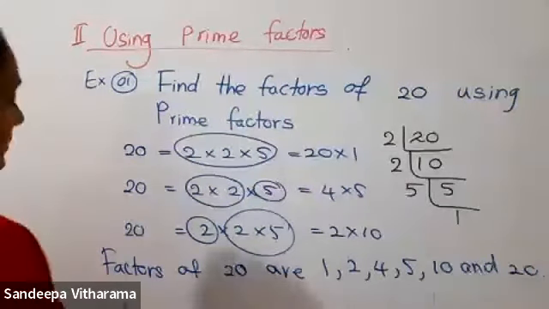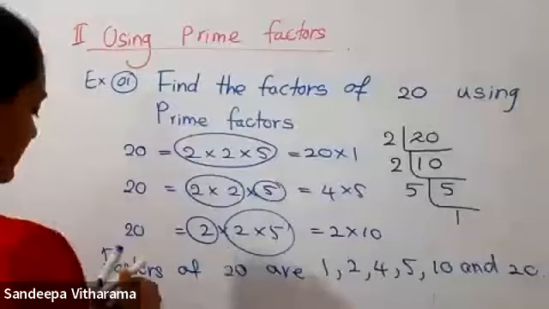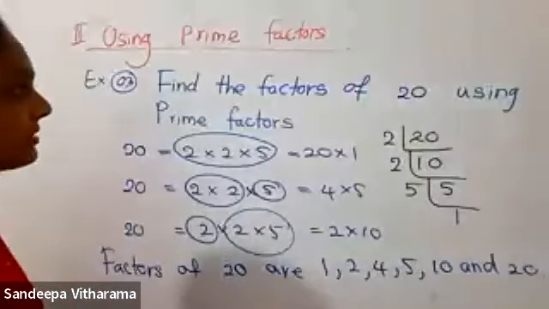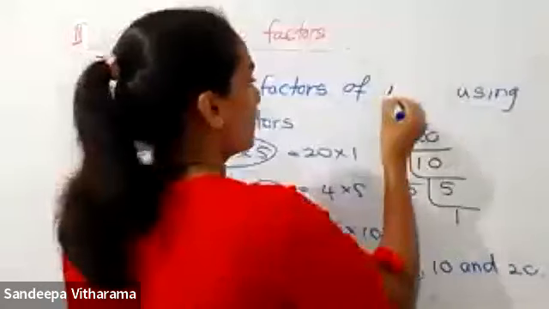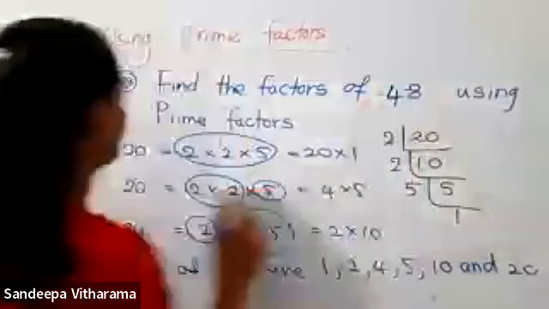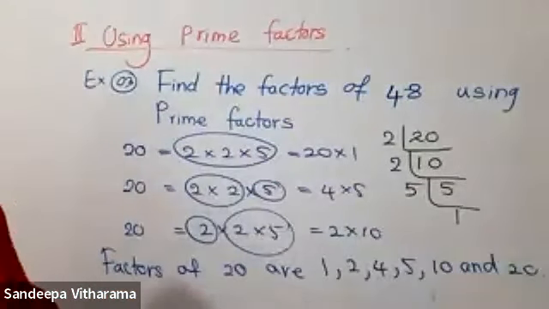Now, the example, this is 2. Third, find the factors of 48 using prime factors. Okay, try to do this one.